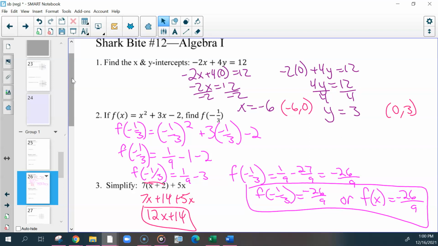So for this one, I put 0 in for y and solve for x. And then put this in order here, -6, 0. And then do the opposite. Put 0 in for x and solve for y to get +3, or 0, 3 as the intercept. Questions on number 1?